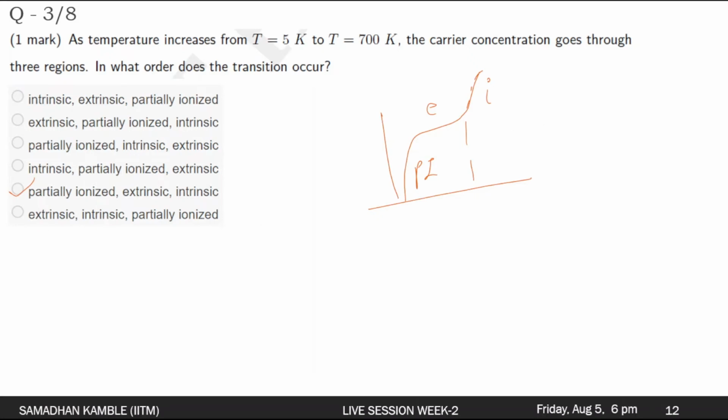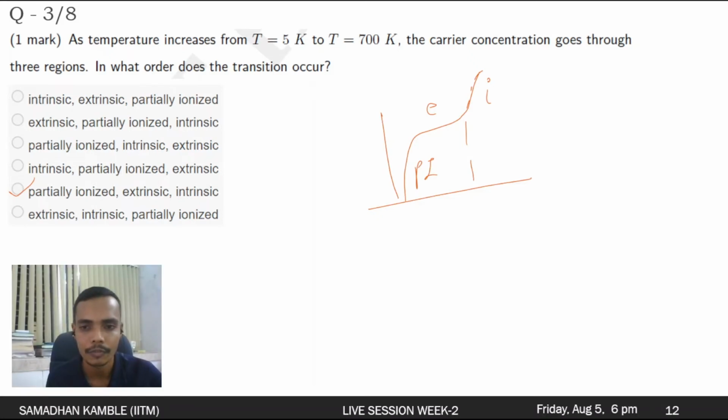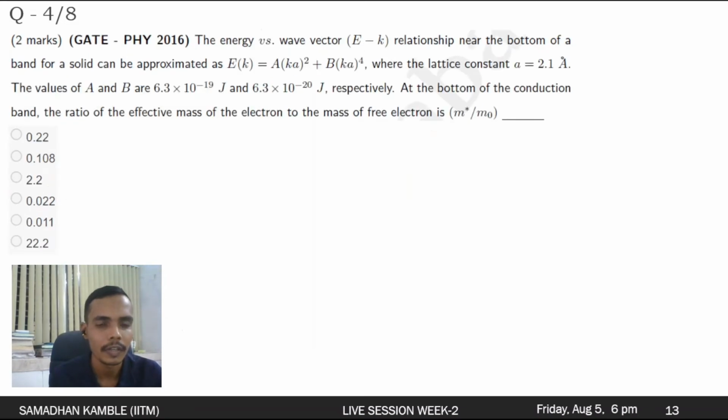Okay, let's move on to our question number 4. Question number 4 I have taken from a previous year's GATE exam question. It was in GATE Physics 2016. The question is as follows.